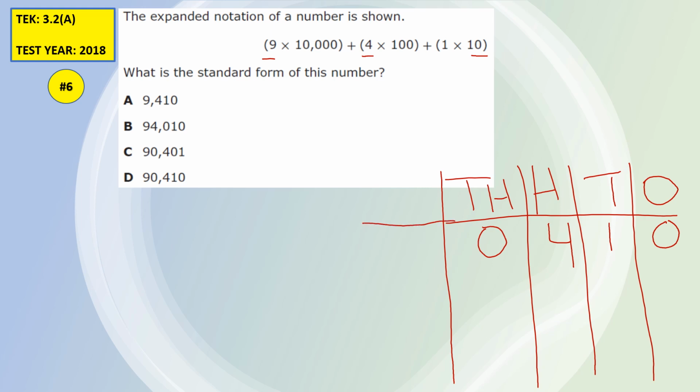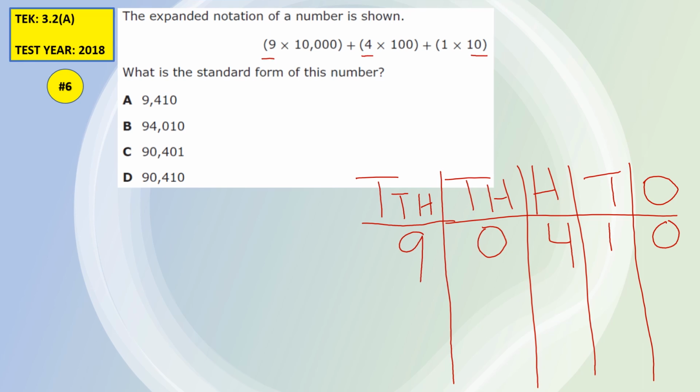and I need a 10,000s place. The digit 9 is being multiplied by 10,000, which means I should have a 9 in the 10,000s place. So the answer that I received is 90,410. Did you get that same answer? If so, great.